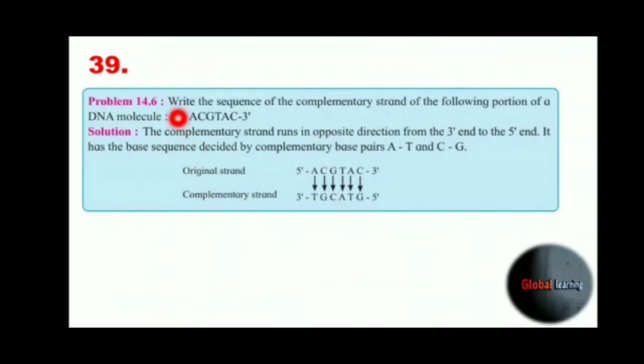Write the sequence of the complementary strand of the following portion of the DNA molecule. You are given the 5' end and the 3' end of a strand. We have to write the alternate strand. The alternate strand is antiparallel, so here 3' will come on this side and 5' on this side. The complement of A is T, and the complement of G is C, and this is a DNA strand. How do we know? Because it has T, thymine, and thymine is in DNA. This way you have to write the complements.